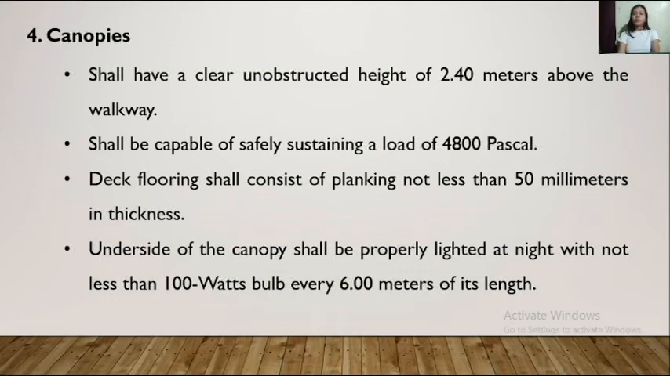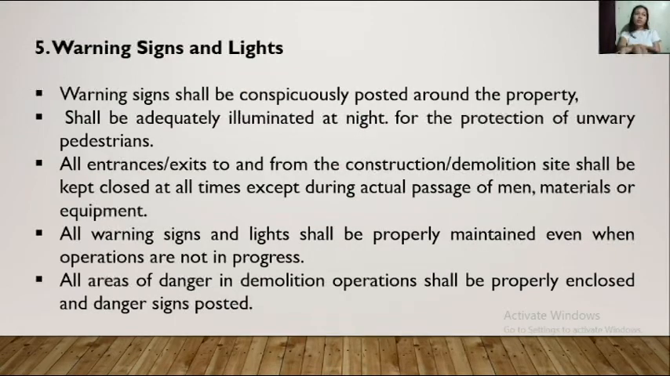Deck flooring of a canopy shall consist of planking not less than 50 millimeters thickness. Then the underside of the canopy shall be properly lighted at night with not less than a 100-watt bulb every 6 meters of its length. We have also here the warning signs and lights that need to be posted around the property, illuminated during night. And those entrances and exits to and from the site shall be kept closed at all times except during actual passage of men, materials, or equipment, and it shall be properly maintained even when the operations are not in progress.